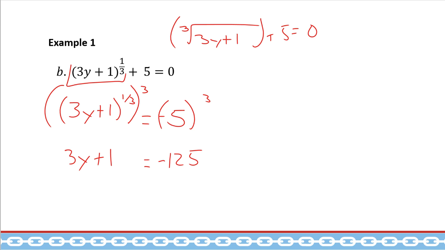Now I'm going to work to isolate y. So I'm going to subtract away the 1. It's going to give me 3y equals negative 126. And then I'm going to divide away the 3. So negative 126 divided by 3 is negative 42.